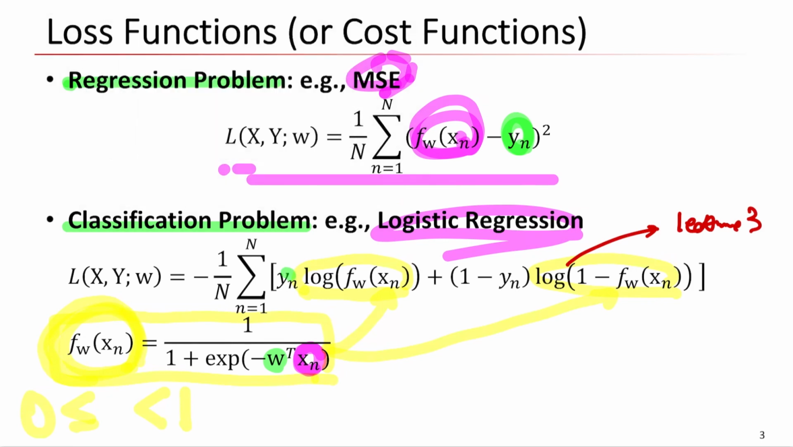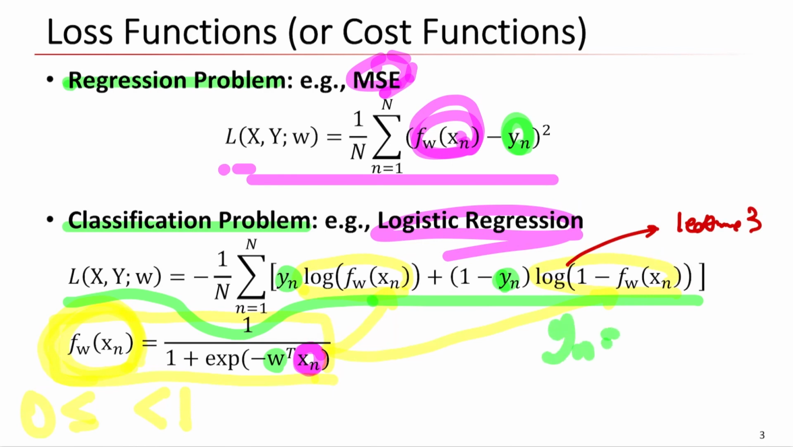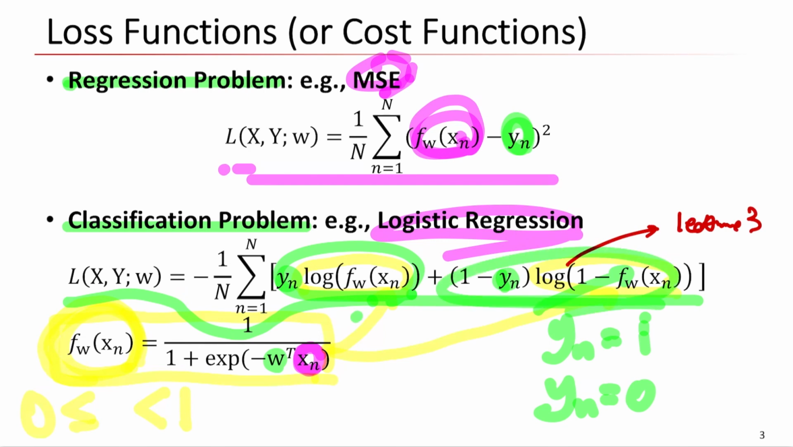With the ground truth y_n, we can define the logistic regression loss function like this. If y_n is 1, we just use this term, because the other term will be 0. Conversely, if y_n is equal to 0, then we use only this term, eliminating the other part. So this is the binary classification problem.